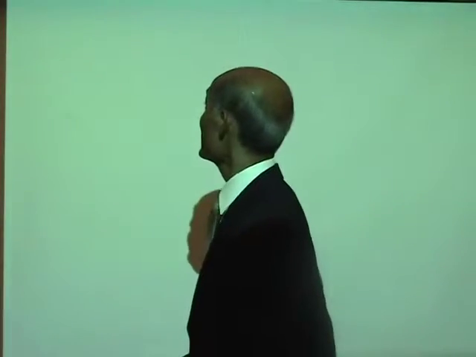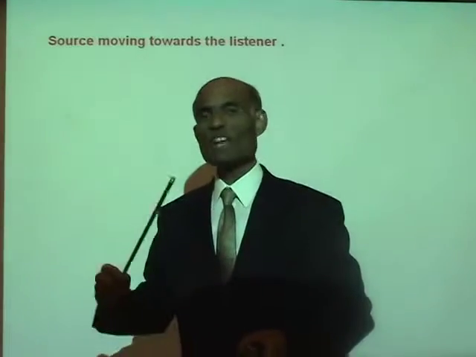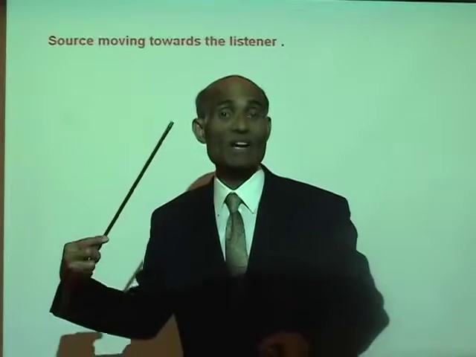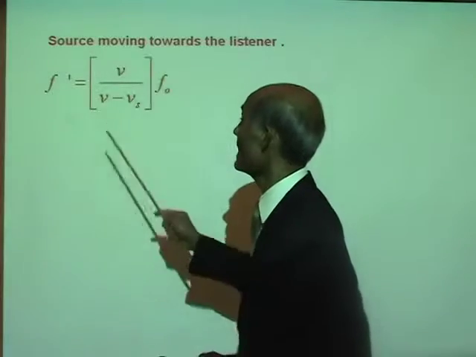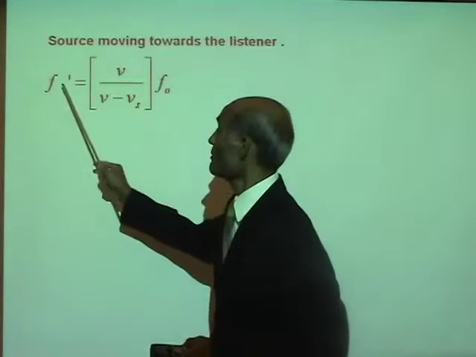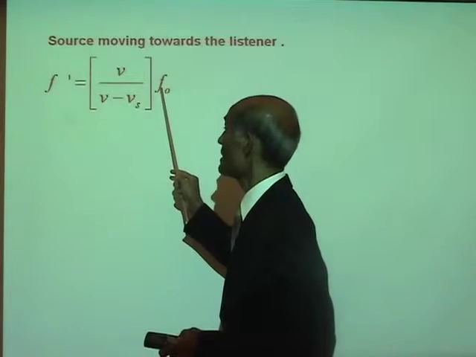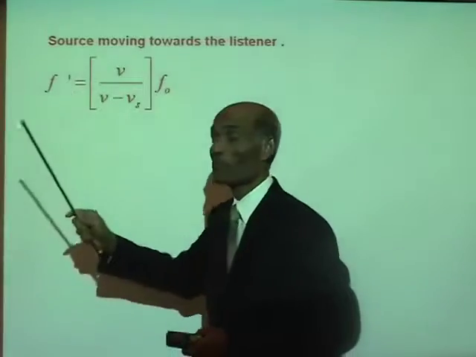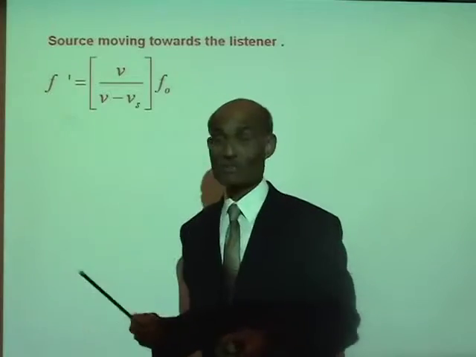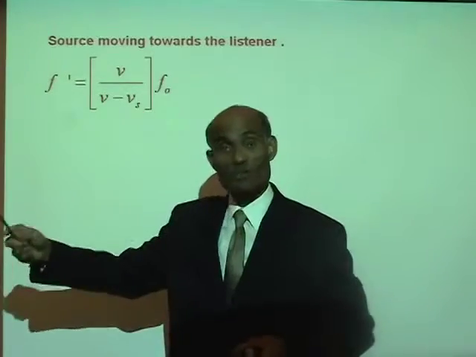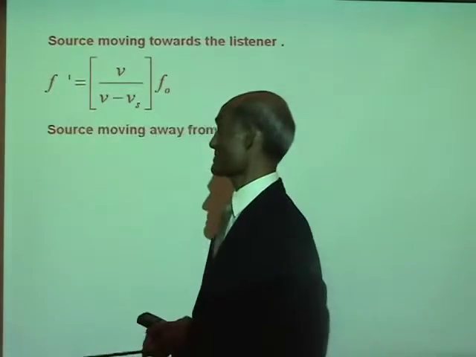Now, the first formula is for a source moving towards the listener. What is the apparent frequency as the listener hears when the source of sound is moving towards the listener? This is the formula we obtained: F prime equals V over V minus Vs times F0. F prime is the apparent frequency as the listener hears it. V is the speed of sound. Vs is the speed of the source. And F0 is the actual frequency of the source.